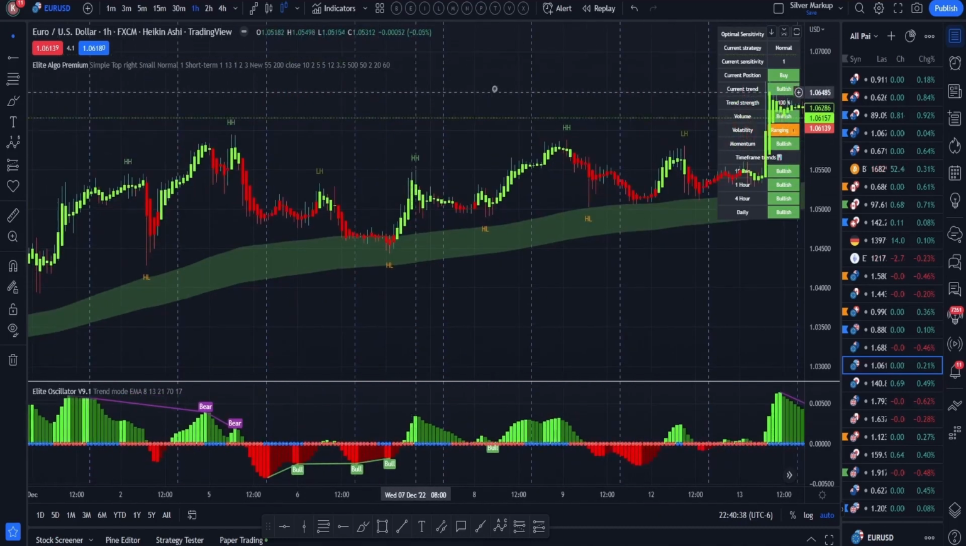The dashboard makes it easier. It lets you know what the trend strength is, what the trend is, and the trend on other time frames. That way you don't have to go back and forth like I had to when I was starting out trading, going from time frame to time frame just to make sure I'm in the right place in the markets.